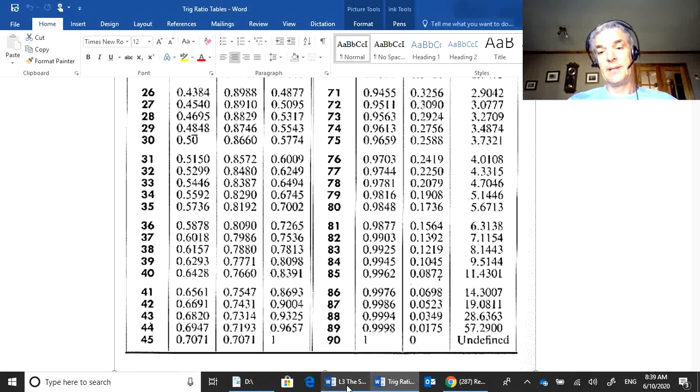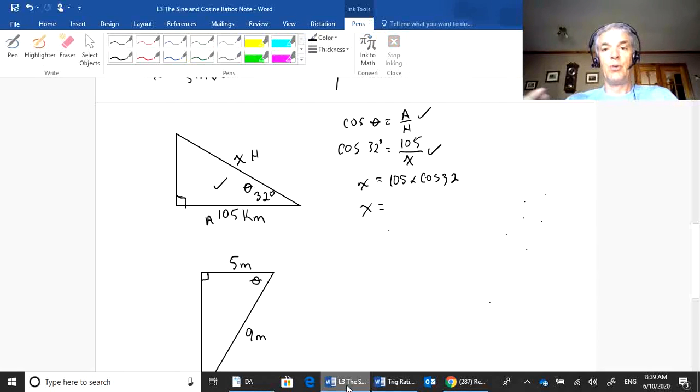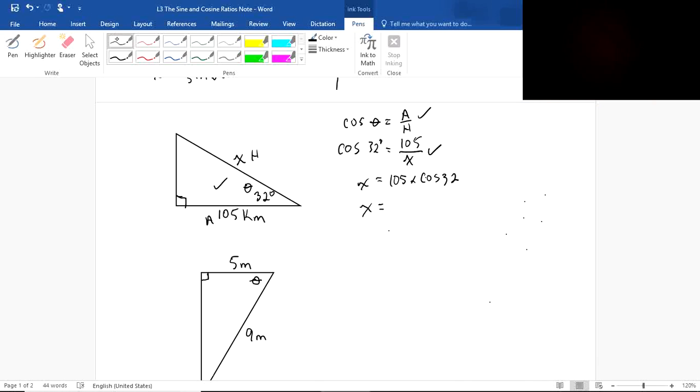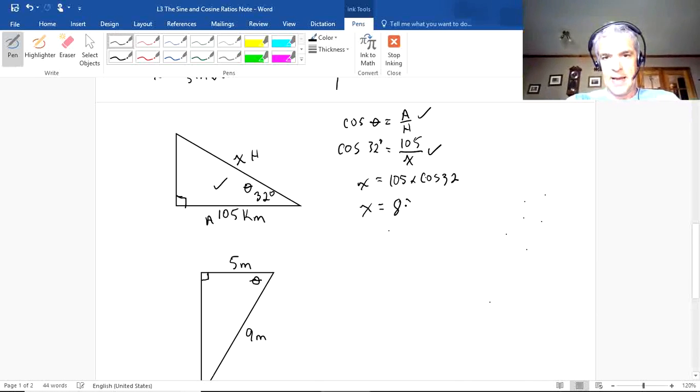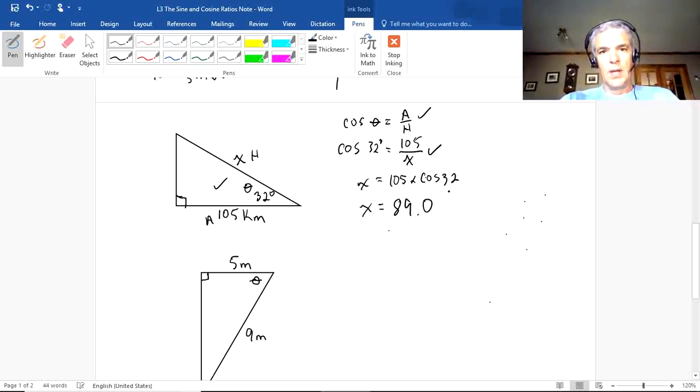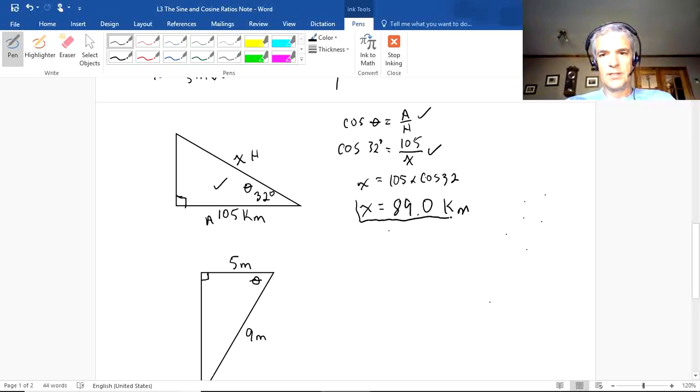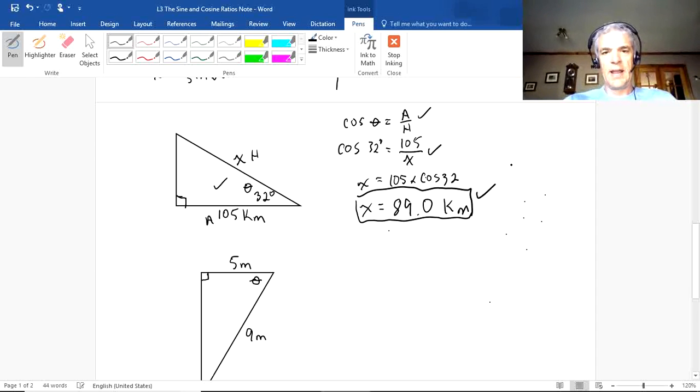Or even if I wanted to just write 89, I'm not going to mark you wrong for that. So the answer is, I've got to get my pen back on, sorry, 89.0, and it is kilometers. And I love it when students do this. They box it for me. They make my life easy because I can look for your answer. There we go, all done.